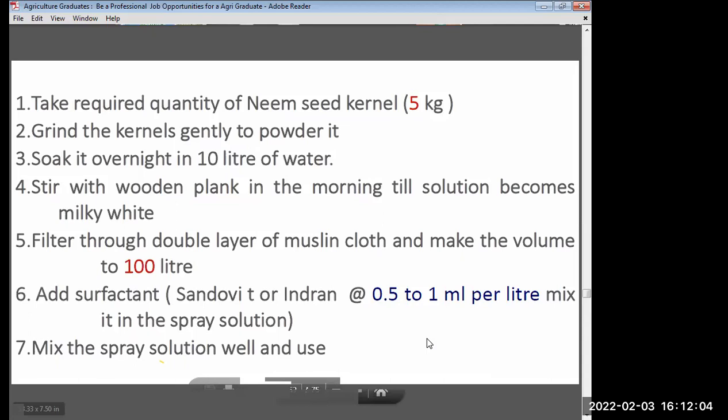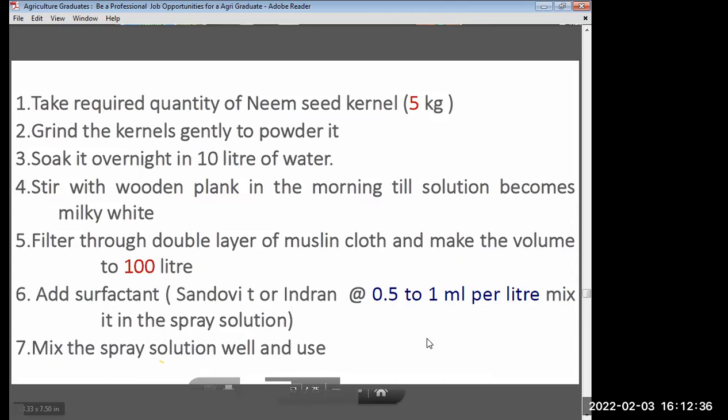Take 5 kg of neem kernel, grind the kernels to powder and soak overnight in 10 liters of water. Stir with a wooden stick, and in the morning it becomes milky white. Filter it and make it up to 100 liters. So this 5 kg in 100 liters becomes 5%. Add surfactant.